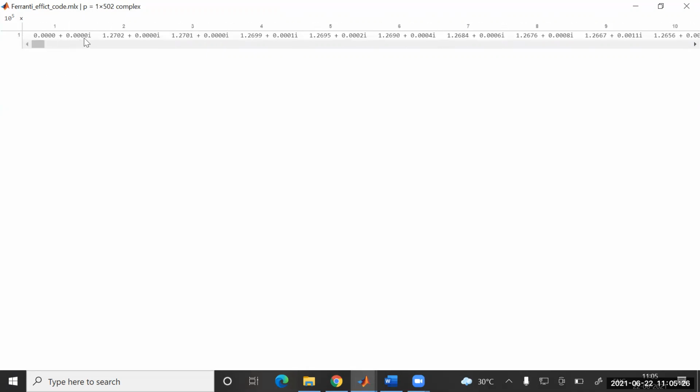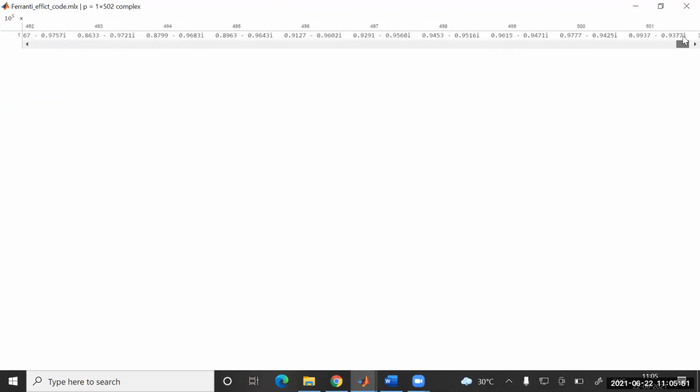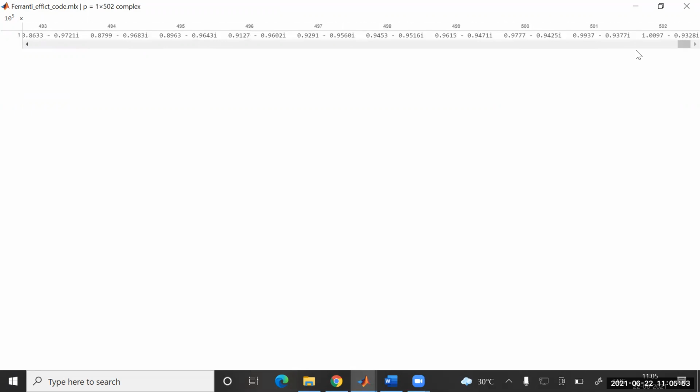First is 0, then 1.127, so this is the increment, done in steps of 10 kilometers. Every loop, the first loop ends for 10 kilometers, and another loop ends for 20, then 30, 40, till 5000. So these are the Vs values, the Vs value for the entire segment.